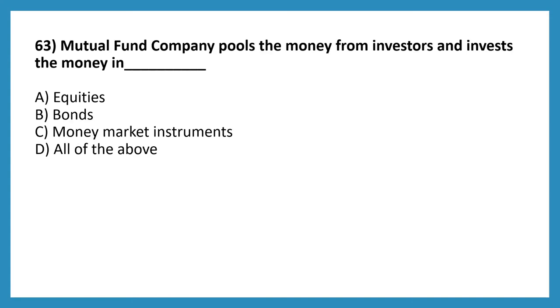Mutual fund company pulls the money from investors and invests the money in which of the following? Option A, equities. Option B, bonds. Option C, money market instruments. Option D, all of the above. The correct answer is option D, all of the above.